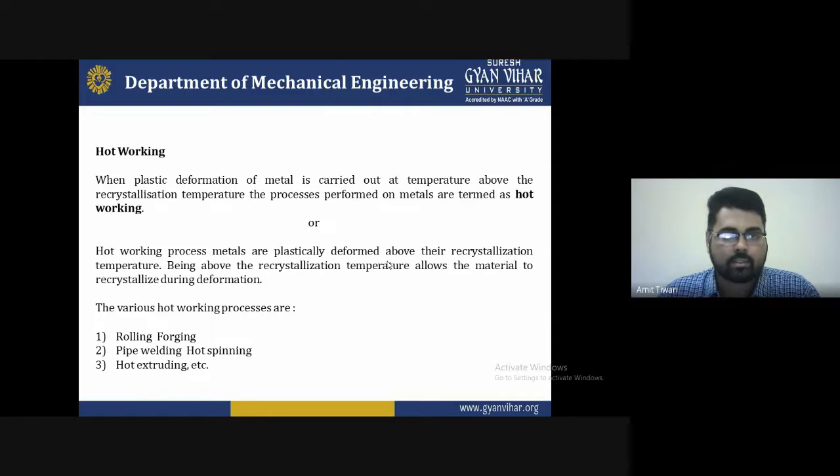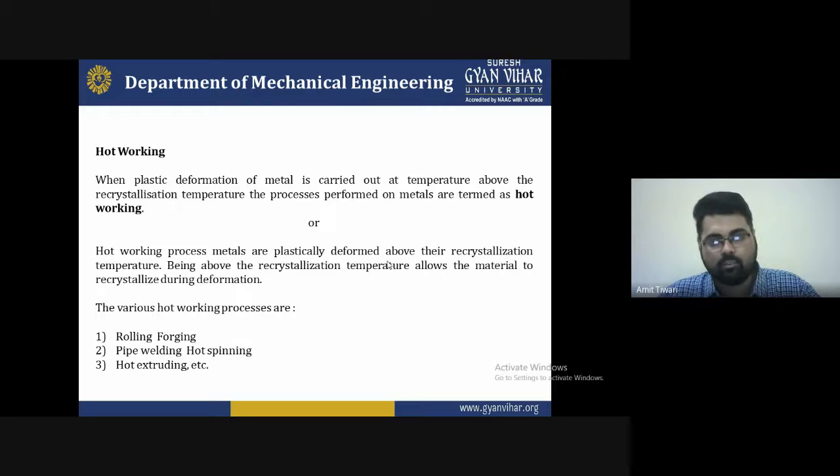Now the second part is the hot working process. When plastic deformation of a material is carried out at a temperature above the recrystallization temperature, the process performed on the metal is known as hot working. We will discuss the difference between hot and cold working later, but this is what hot working means and how we can identify it.